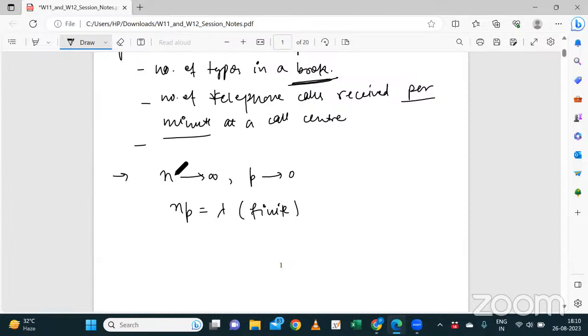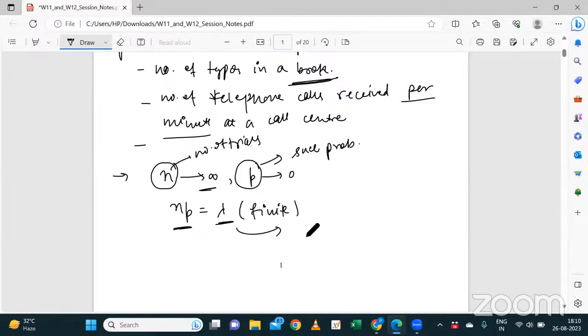In binomial distribution, we have two parameters, N and P, correct? N is the number of trials, and P is the probability of success. N is tending to infinity, which means the number of trials should be large, and P is small, and the value of the product N times P will be lambda, which we denote as the rate parameter in the case of this Poisson distribution.